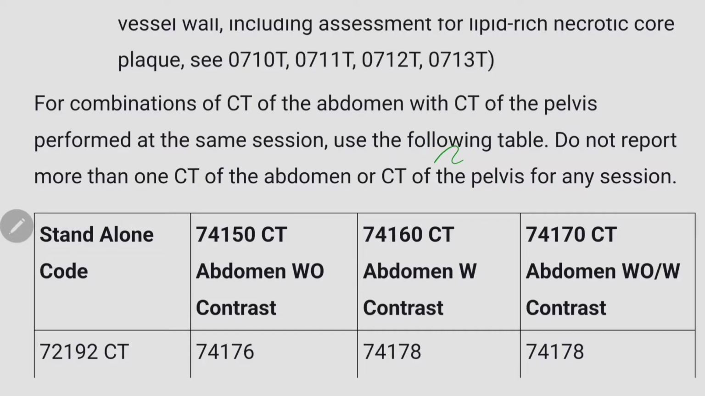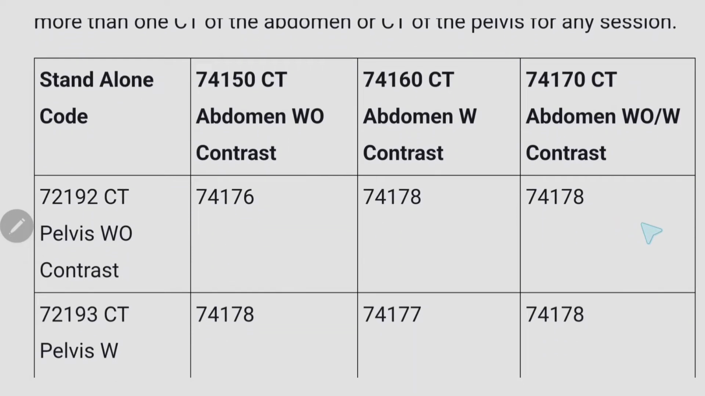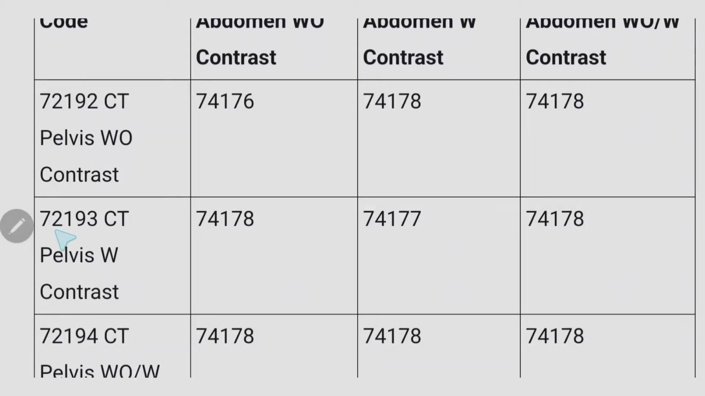Mark this important guideline, that is, do not report more than one CT of the abdomen or CT of the pelvis for any session. So here is the important table. So here this code is for CT of pelvis without contrast, and 72193 is for CT of pelvis with contrast. 72194 is for CT of pelvis without contrast followed by contrast material.